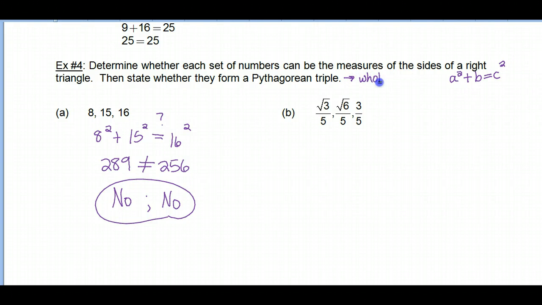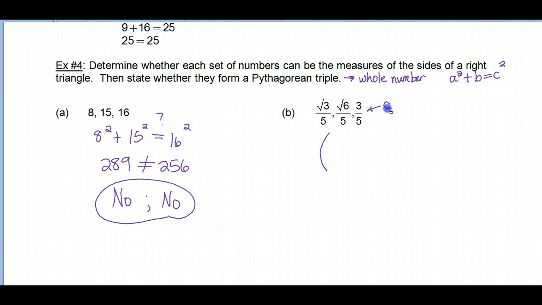They might be whole numbers here, but they don't form a right triangle, so they cannot be a Pythagorean triple. So those are automatically null. So in part B, I can already tell the second part is no, but the first part, we want to see, and just double check, sometimes they're not in the right order. Would you agree that 3/5 is the largest side?